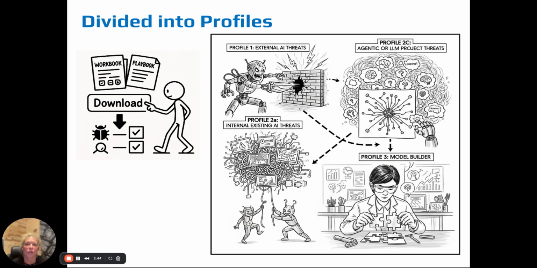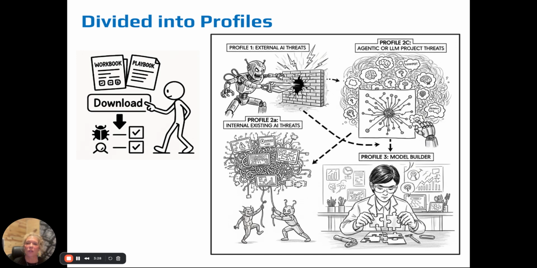Compass is divided into different profiles so that you can actually have specific strategies for the different types of AI deployments within your organization. So profile 1 would look at external threats, so not necessarily the AI within your organization, but how AI would be used against your organization by your adversaries. Profile 2A is looking at the internal existing AI. So you have a lot of applications already within your organization that have AI. What do you need to do to be able to defend and mitigate against the existing AI? And then the third profile is agentic or LLM project threats.